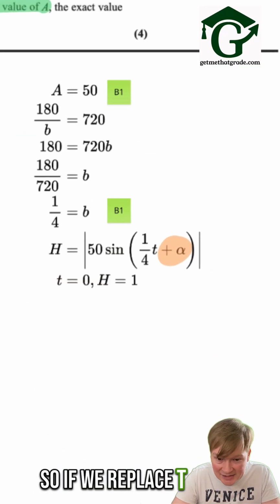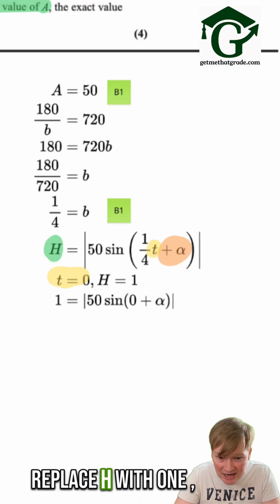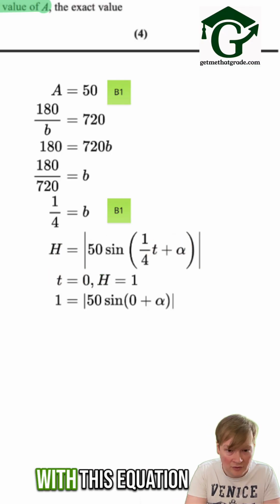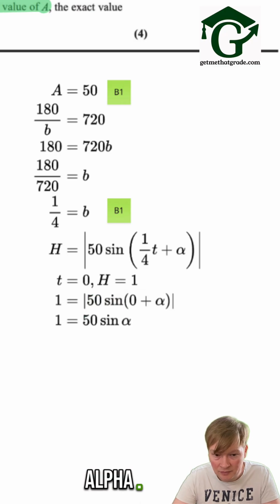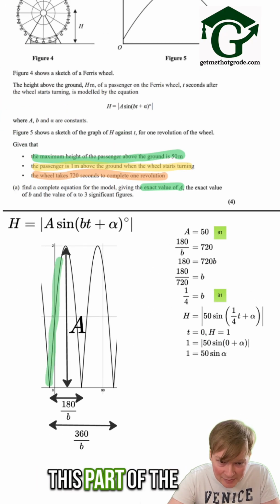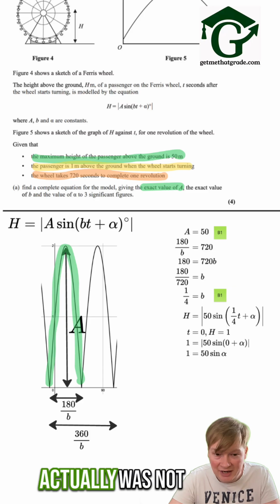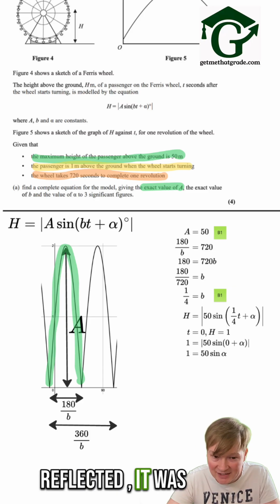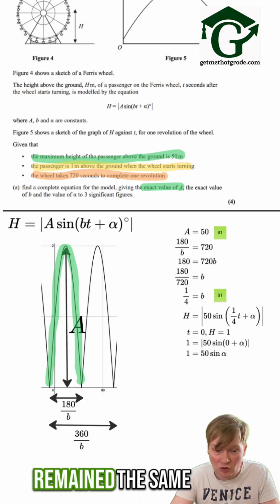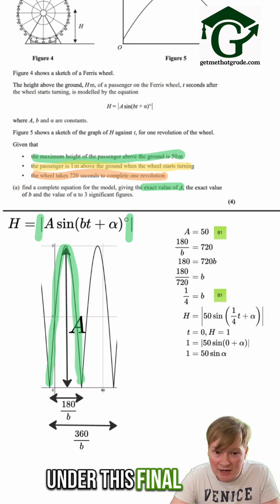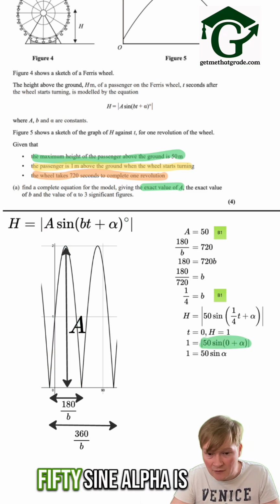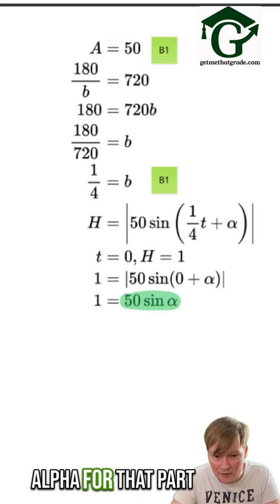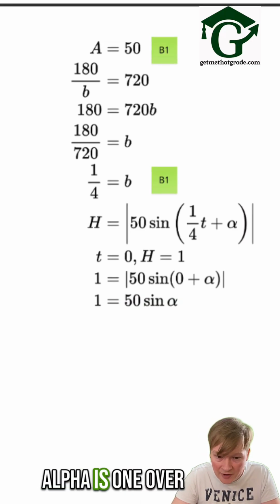So if we replace t with 0 and at the same time replace h with 1, then we end up with this equation. Notice that inside the bracket there we have 50 sine alpha. Notice also that we're dealing with this part of the curve here, which was not part that got reflected, it was part of the graph that remained the same under this final transformation, taking the modulus. So essentially we can just say, well, the modulus of 50 sine alpha is just 50 sine alpha for that part of the graph. Therefore, sine alpha is 1 over 50.